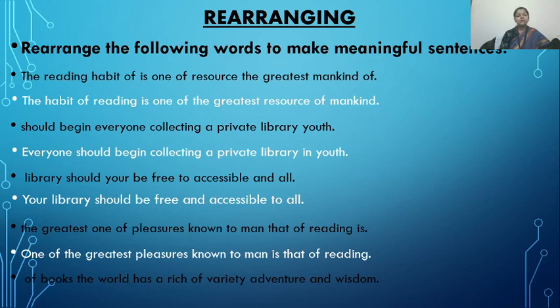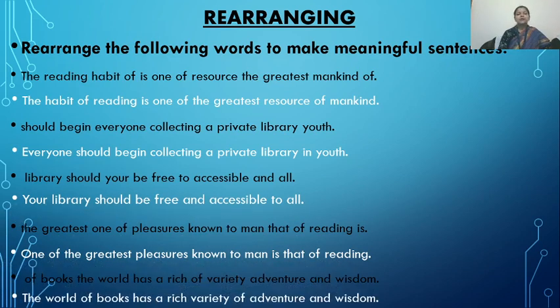Clear? Now let's try to find out the solution of the last sentence. "Of books, the world has a rich variety, adventure and wisdom." So it should be: the world of books has a rich variety of adventure and wisdom. Fine, children? So this is rearranging.